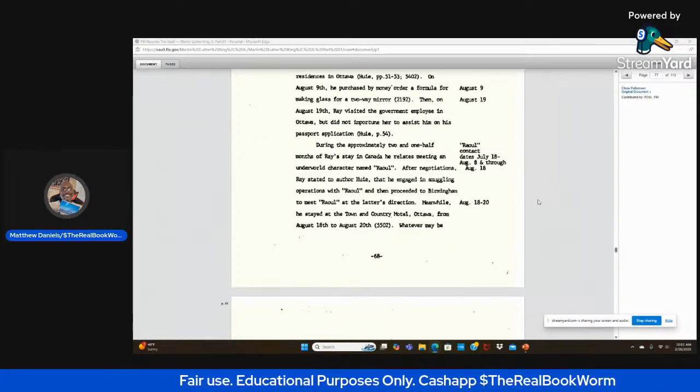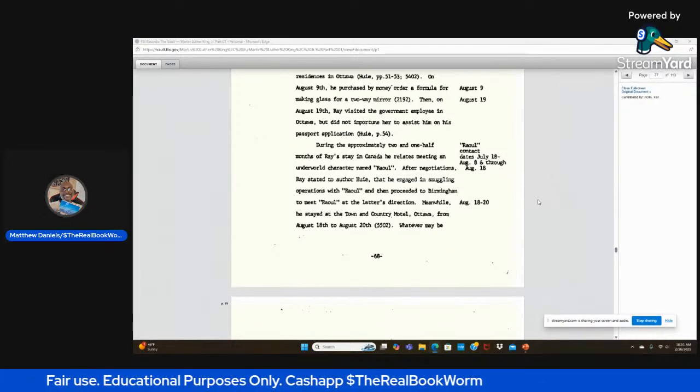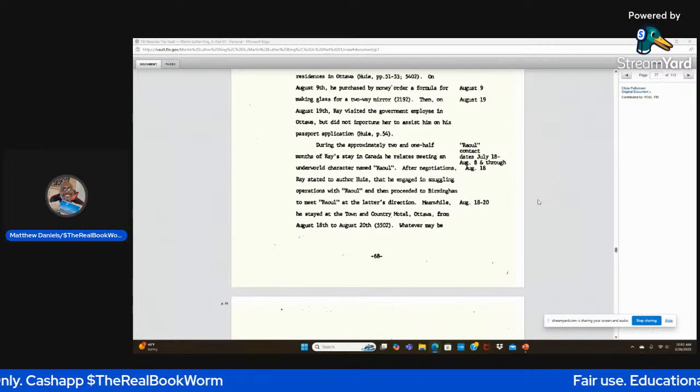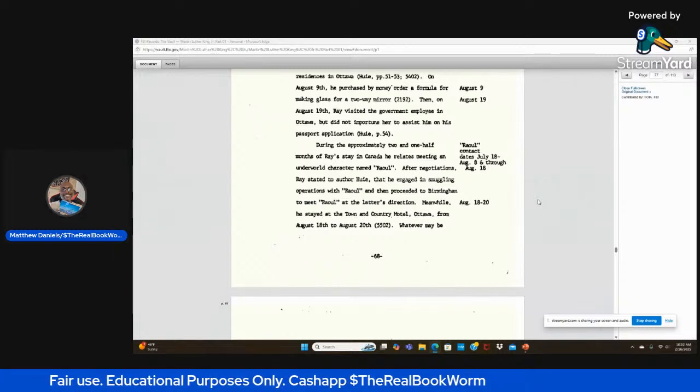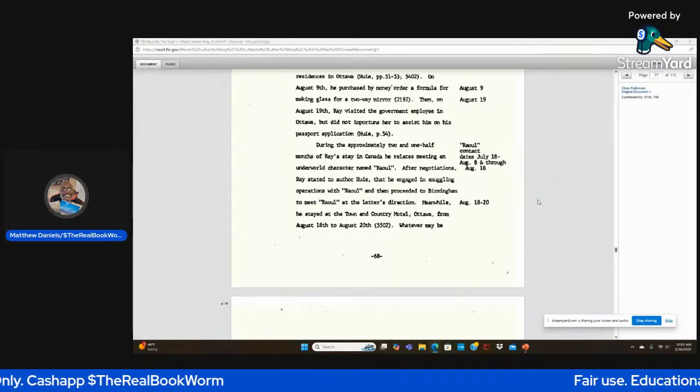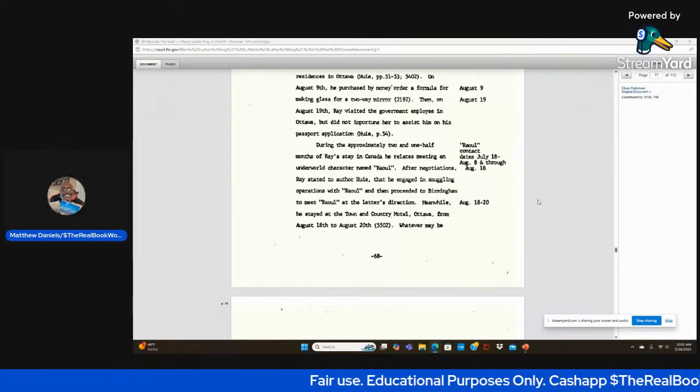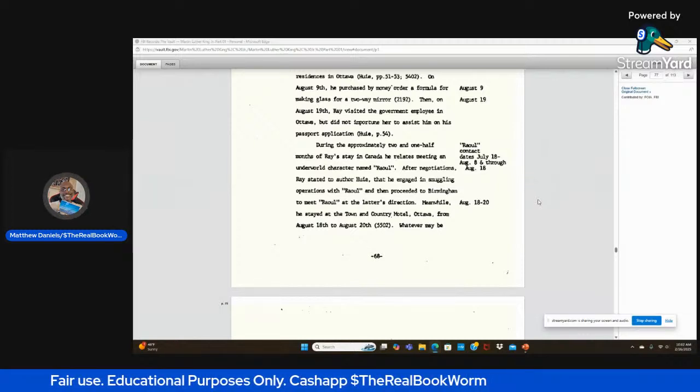During the approximately 2.5 months of Ray's stay in Canada, he relates meeting an underworld character named Raoul. After negotiations, Ray stated to Arthur Huey that he engaged in smuggling operations with Raoul and then proceeded to Birmingham to meet Raoul at the latter's direction. Meanwhile, he stayed at the Town and Country Motel in Ottawa from August 18th to August 20th.